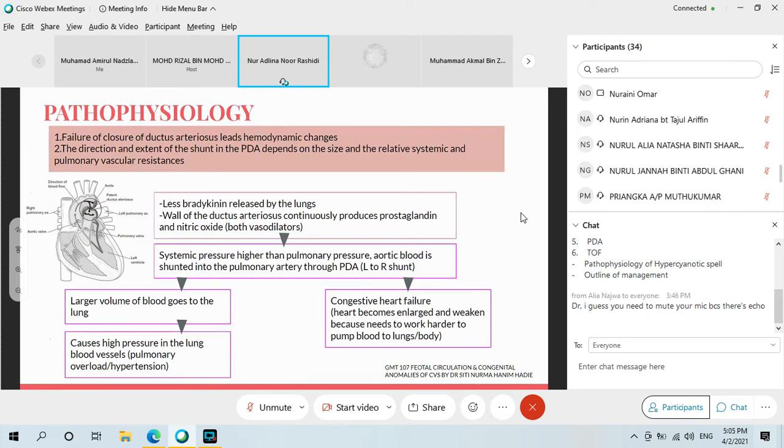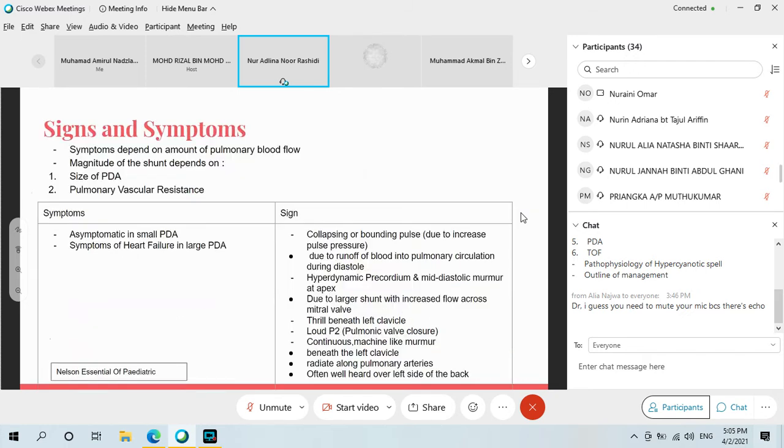It will later cause congestive heart failure because the heart needs to work harder to pump blood into the lung. The signs and symptoms of PDA depend on the amount of pulmonary blood flow, the size of the PDA, and also the pulmonary vascular resistance. If it's small, it is usually asymptomatic. But in a large PDA, we might have symptoms of heart failure, such as shortness of breath, failure to thrive, and also fatigue.